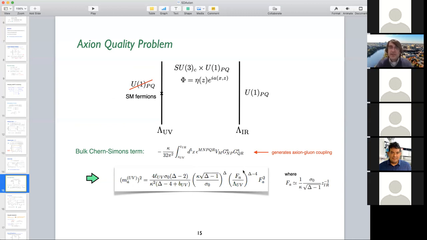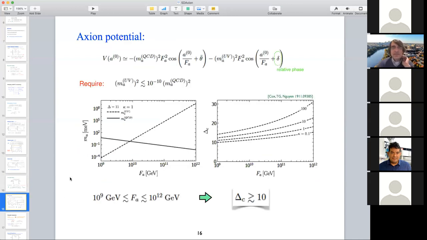You see how the gravitational violation of the Peccei-Quinn symmetry gets suppressed. And it gets suppressed by taking this parameter capital Delta to be of order 10. So we can actually do a bit more quantitative. We can get a lower bound on this delta.